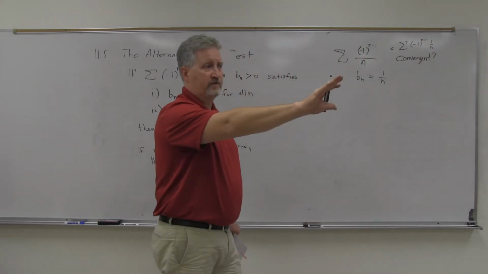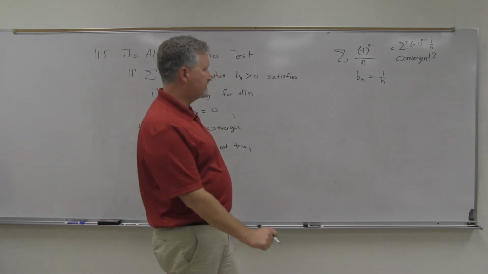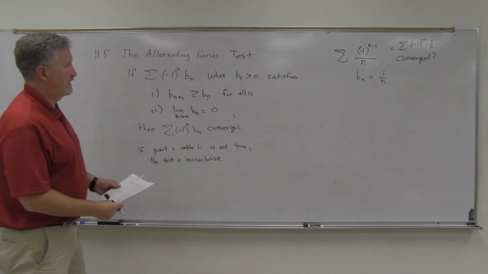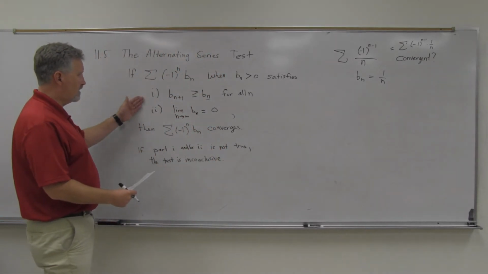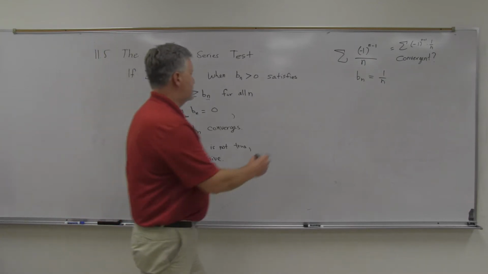Just break that 1 over n out, right? Yeah, so B sub n here is 1 over n. And so we'll start with part 1, B sub n plus 1.